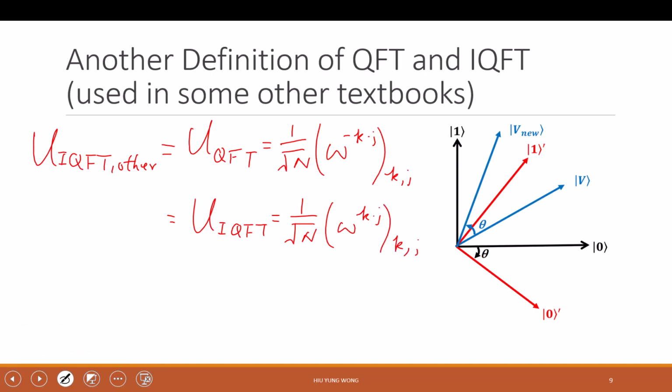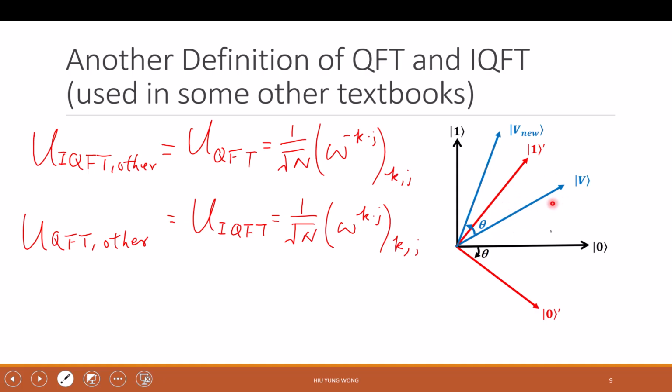Correct? And in other textbooks, they call this the quantum Fourier transform. I call this "others". Okay? The reason is that we are trying to have different descriptions of the quantum Fourier transform. One is based on the discrete Fourier transform definition. One is based on how you transform the basis state.